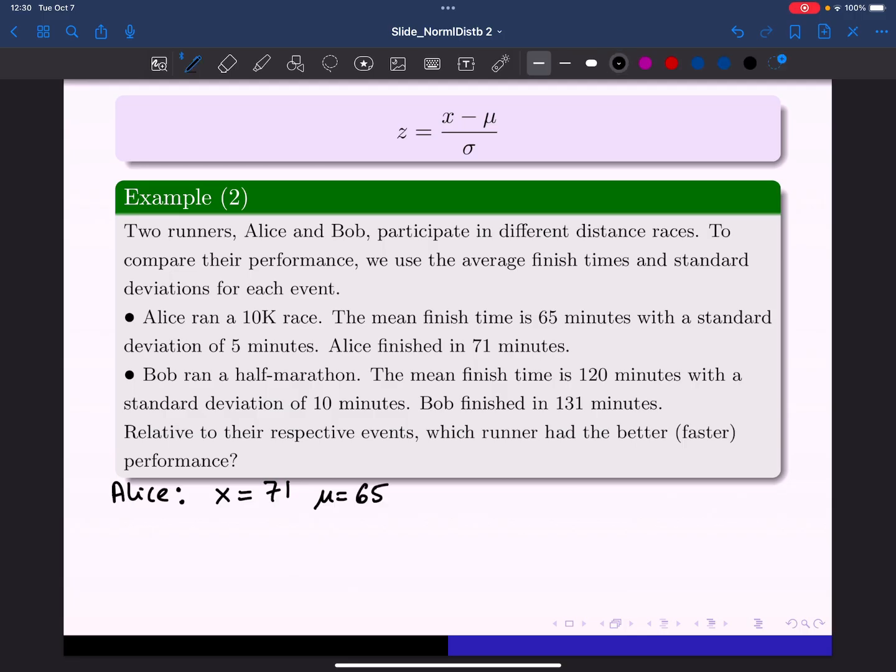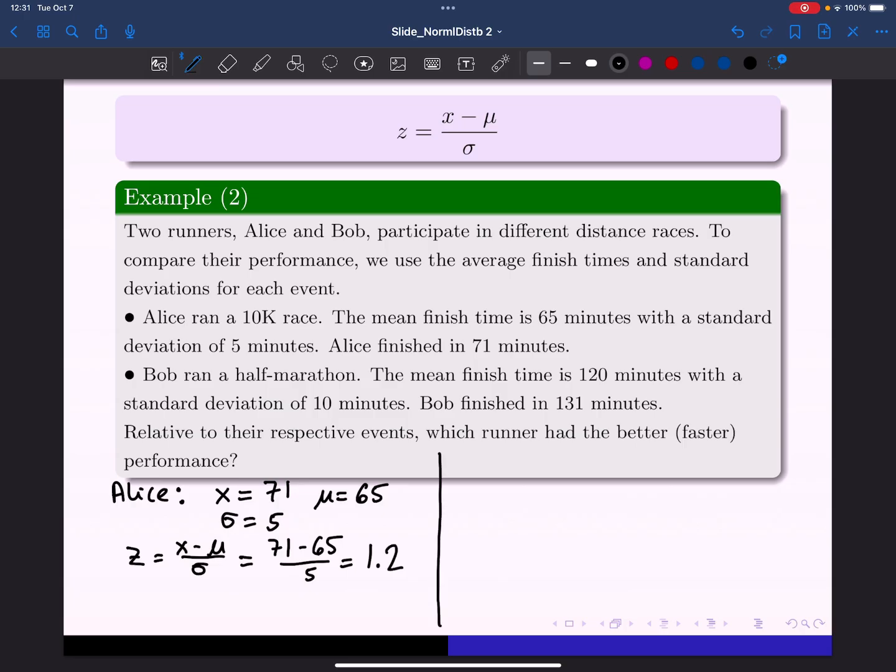And we need the standard deviation. The standard deviation, it says, is 5 minutes. Then we can use the z-score formula. Z is equal to x minus mu over the standard deviation. We're using this formula right here. So this is equal to 71 minus 65 divided by 5. So this is equal to, if I divide this correctly, 1.2.